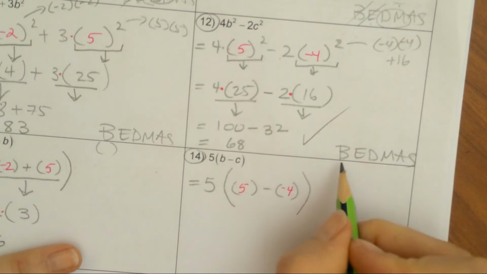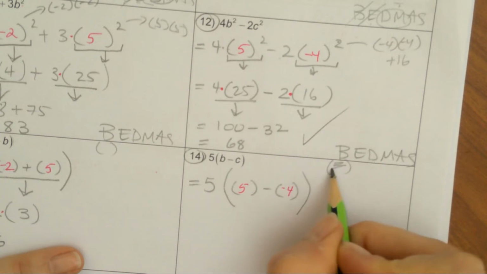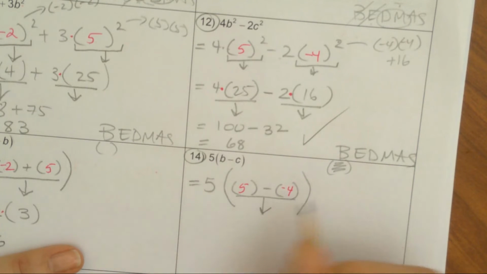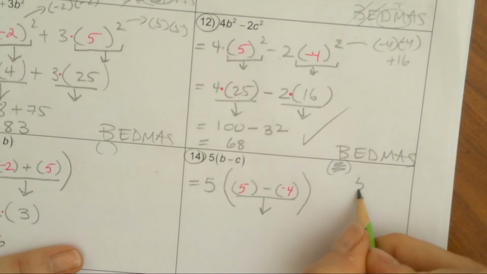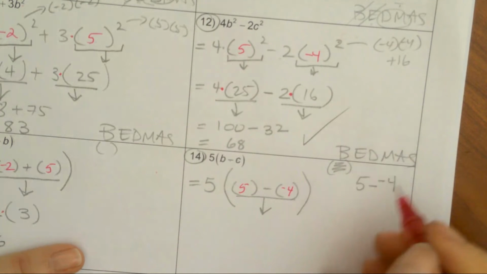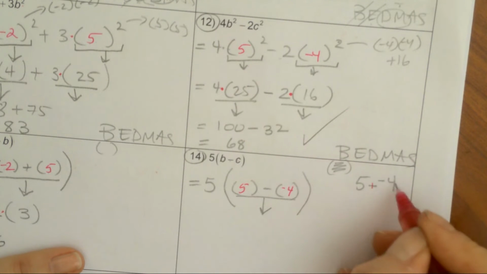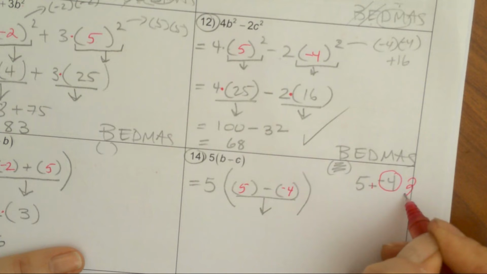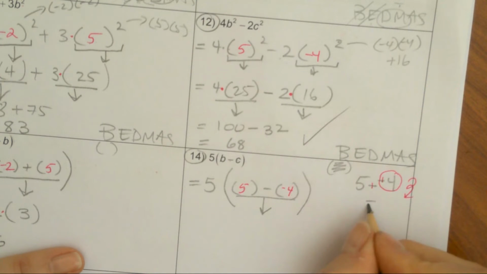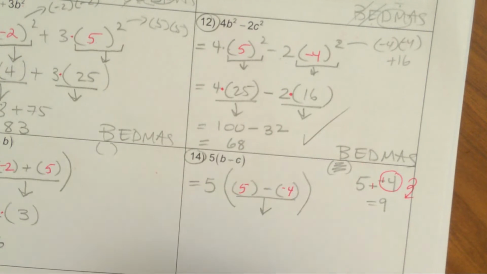So, BEDMAS. Inside the brackets. Oh, look, I can do something inside the brackets finally. It means B minus C. So this minus this. Okay, so really it's 5 minus a -4. Do you remember when we subtract? We can change it to add, and this one becomes the opposite. So -4 becomes +4. Then it's just equal to 9. Okay, because it's 5 plus 4.